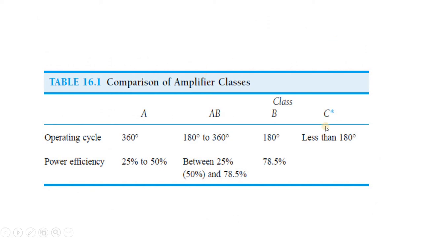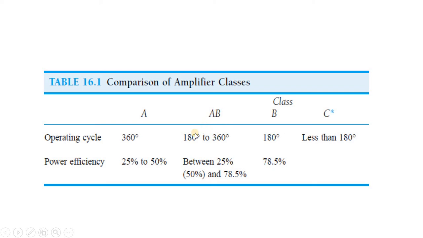And then the comparison table. You can remember the explanation by remembering this comparison table. So what is the operating cycle and the efficiency? Class A amplifier conducts for the full cycle, so the conduction angle is 360 degrees and the efficiency we are going to get is 25% to 50%. Maximum 50% efficiency we are going to obtain.